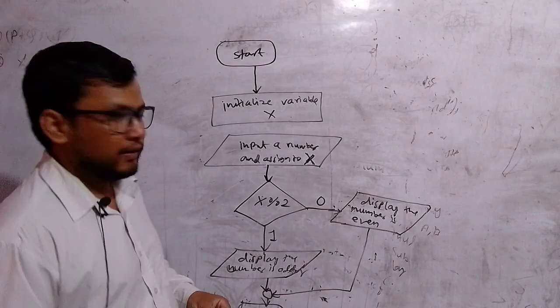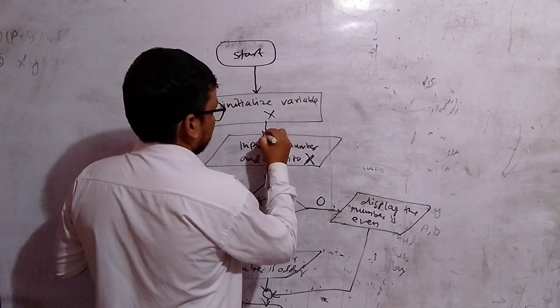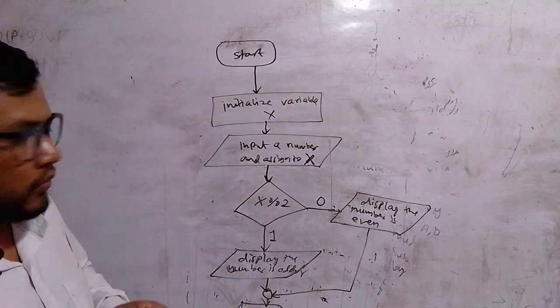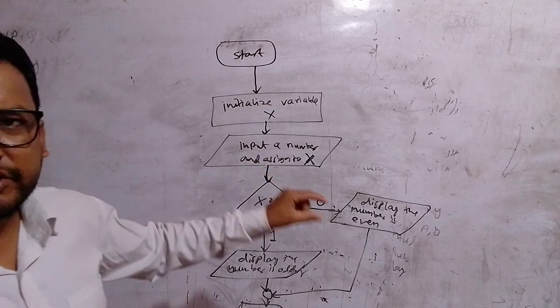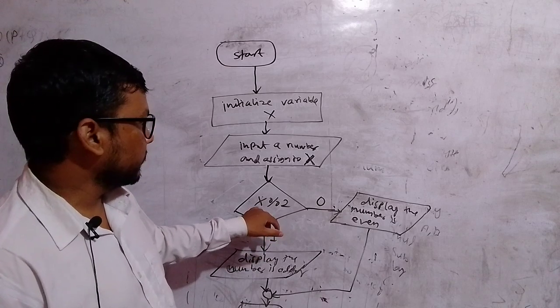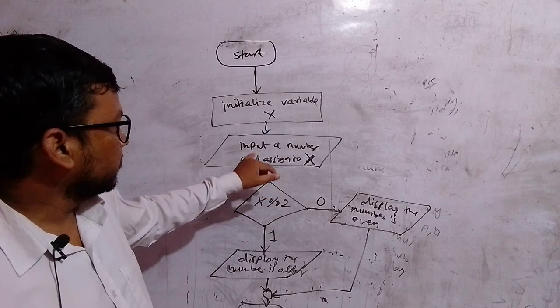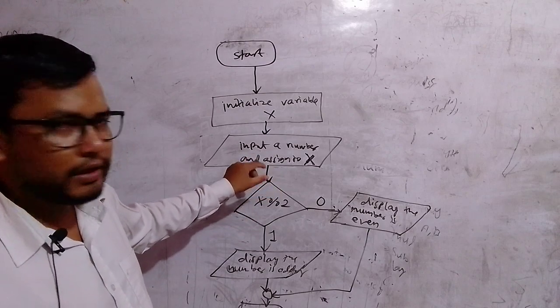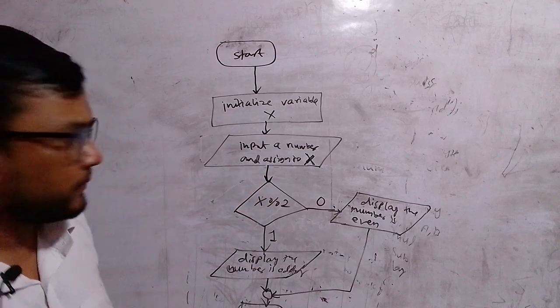Now, let me describe this flowchart. This is called the flowchart. Now, we have done nothing, just we have described the process to check whether a number is even or odd using a figure. This is just a conversion of the algorithm to the diagram, and this is called the flowchart.